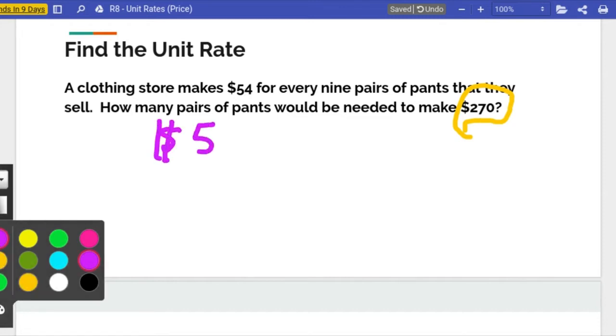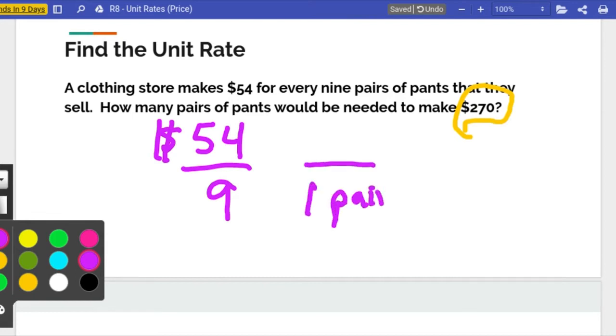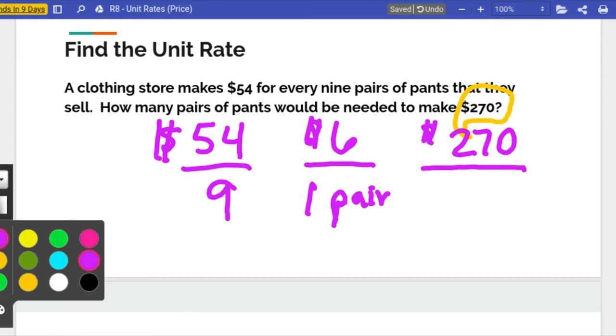It's $54 for 9 pairs of pants. That's 54 divided by 9. So for one pair of pants, I'm going to divide by 9 and I get $6 for one pair. That's not super helpful to me though, because I want to get to $270. So I would need to figure out 6 times what gives me $270. And I think it's going to be 45.